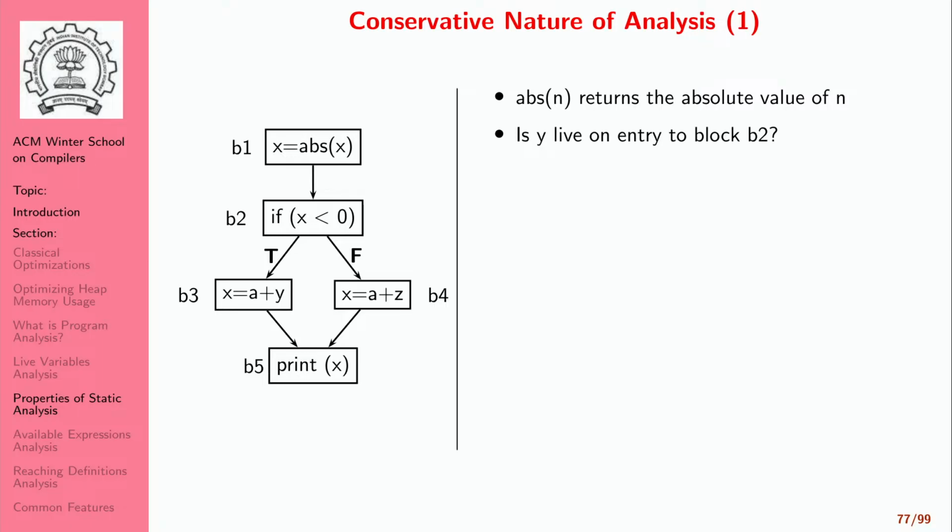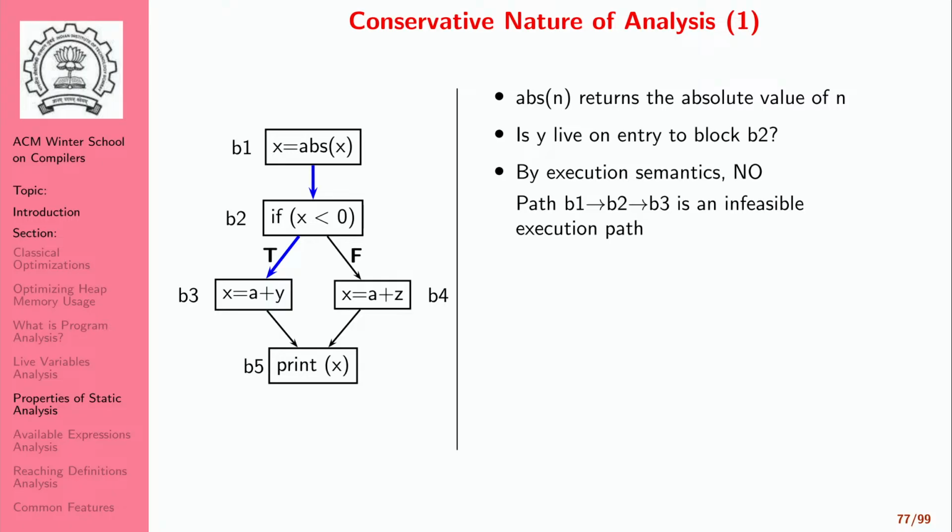So we are saying that there is a path here. If we look at this path, we find that the value of y is used. But will this path ever be taken? The answer is this path is never taken, because if you are saying absolute value of x, it will never be negative. So this path B1, B2, B3 is an infeasible execution path.